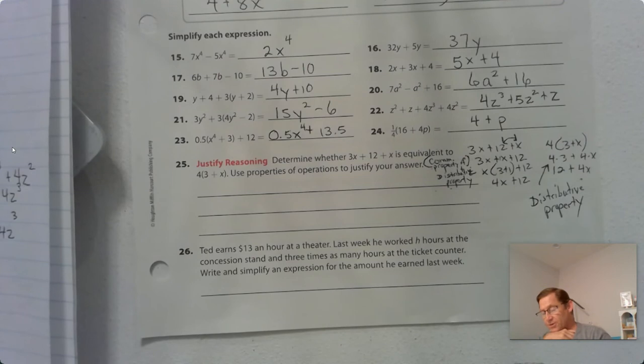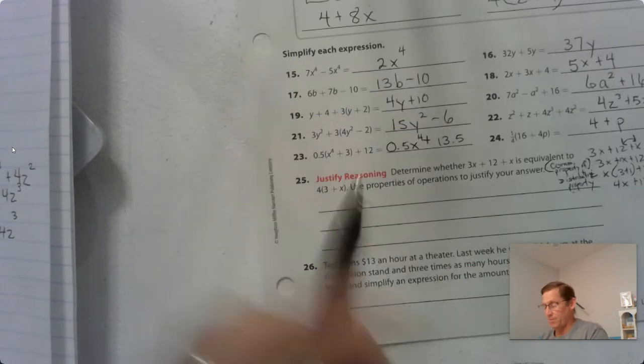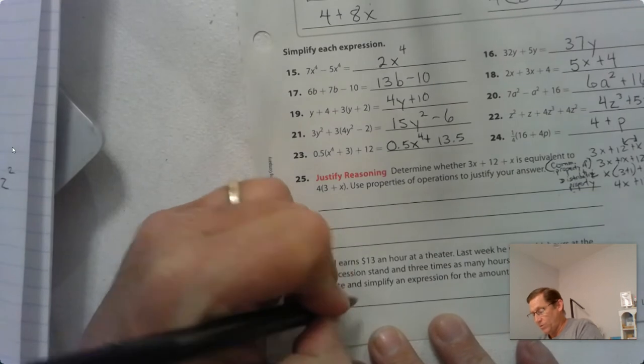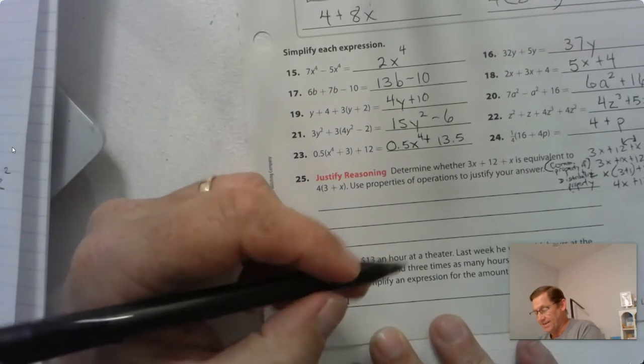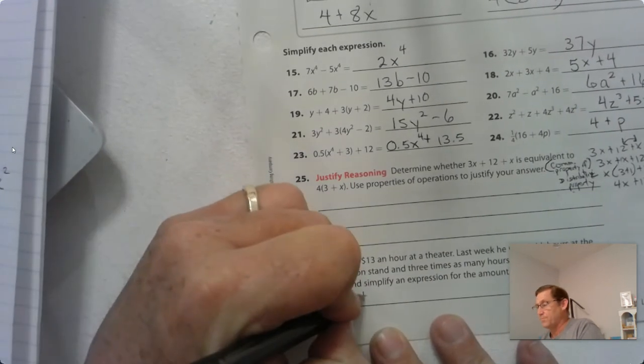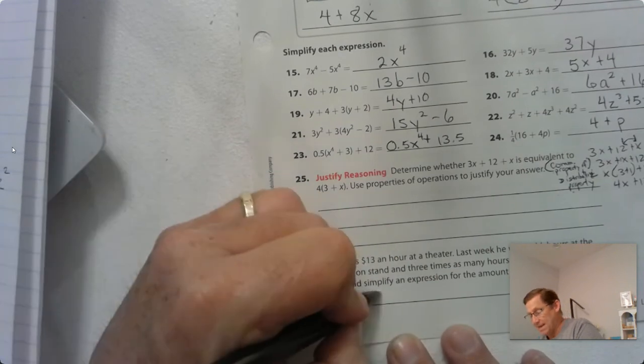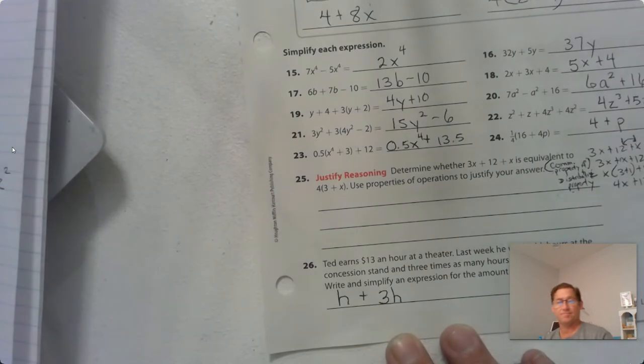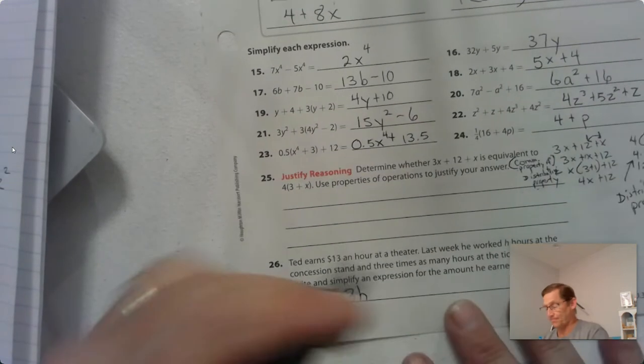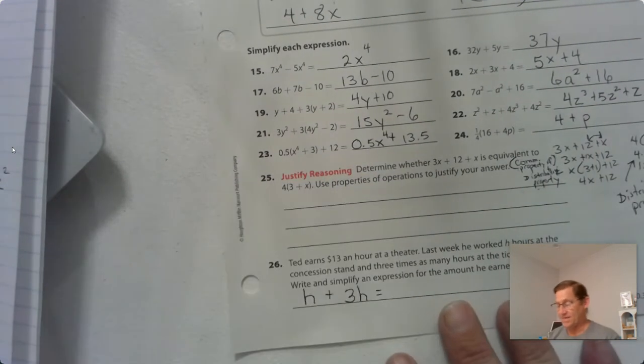Ted earns $13 an hour at a theater. Last week, he worked H hours at the concession stand and 3 times as many hours at the ticket counter. Write and simplify an expression for the amount he earned last week. All right, so H hours at the concession stand plus 3 times as many at the ticket counter. And so what does that equal?